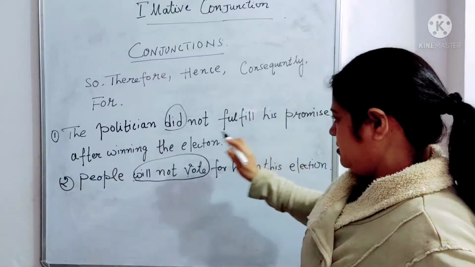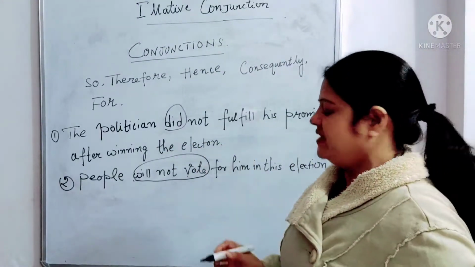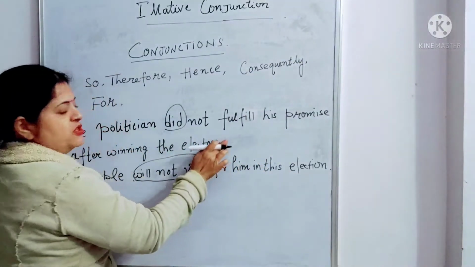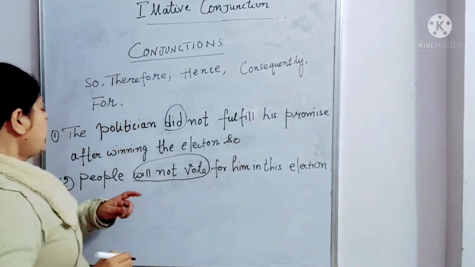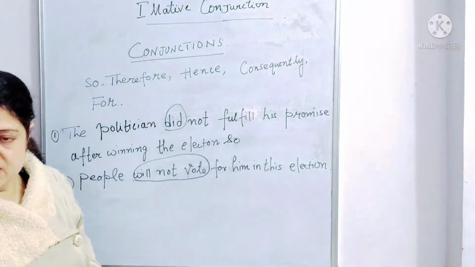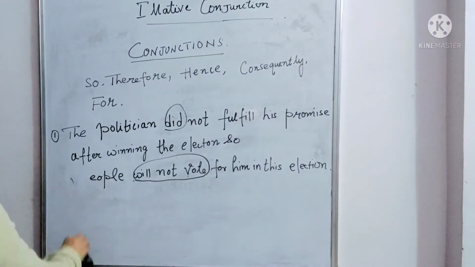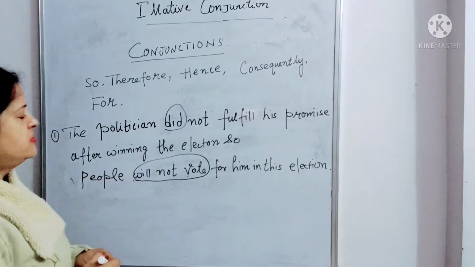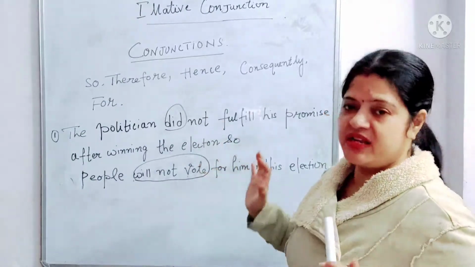So the politician did not fulfill his promise after winning the election. So what we'll do is, after removing this full stop, I'm going to write "so." And in the second sentence, I'll write "people" with a capital letter, so I'll make it small. Now these two sentences are connected.